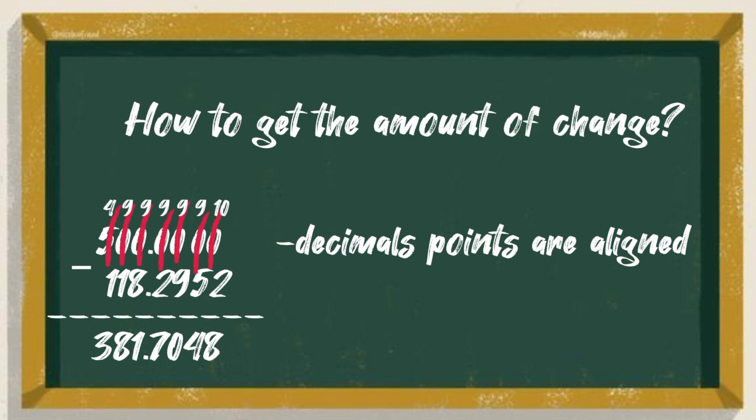So to subtract, 10 minus 2, we have 8. 9 minus 5, we have 4. 9 minus 9, of course, it is 0. And 9 minus 2, we have 7. 9 minus 8, 1. And 9 minus 1, we have 8. 4 minus 1, the answer is 3.